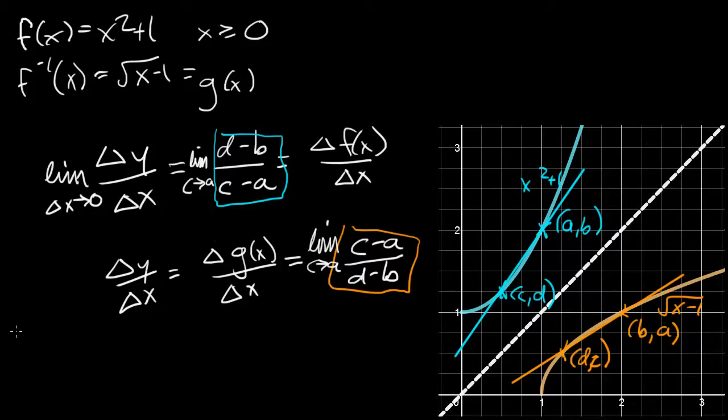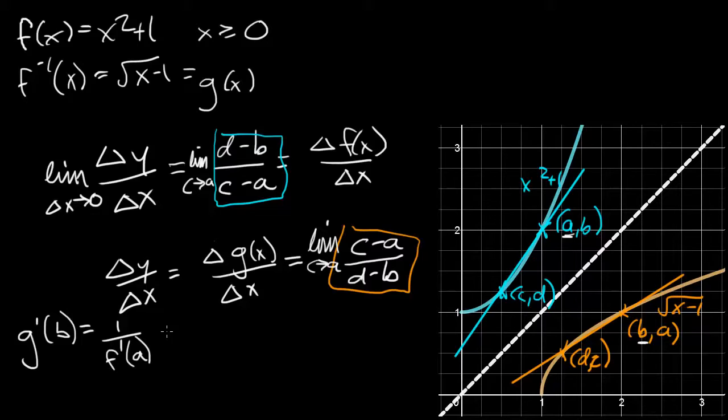So let's write these derivatives as equations. We just showed that g prime of b, is that right? x equals b, equals 1 over f prime of a, right? f prime of a, here's our x coordinate, here's our x coordinate.